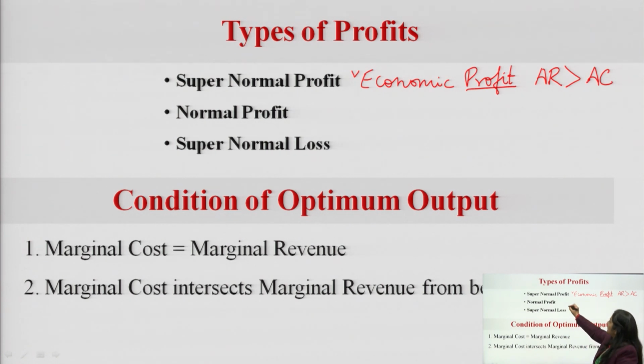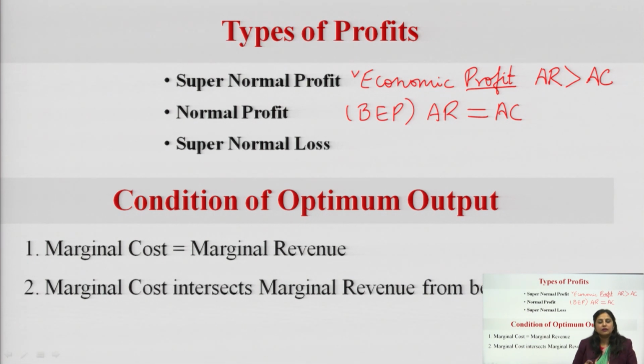Normal profit is actually the break even point, where average revenue and average cost are both equal. So, if we have a situation where average revenue is equal to average cost, we will assume that there is actually no profit and no loss. It means there is no profit, no loss, it is a break even point, and in economics we call it normal profit.